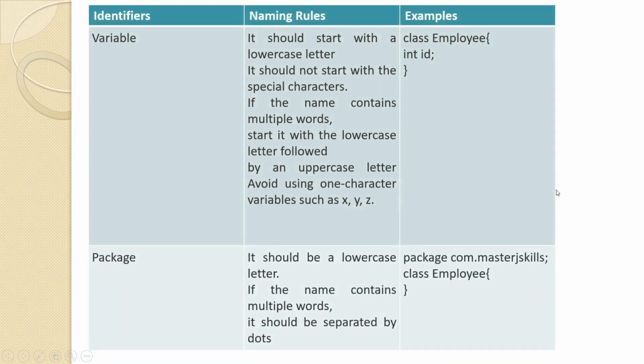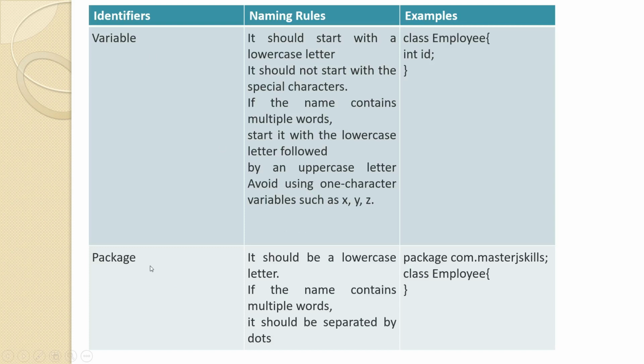Next is variable. A variable should start with a lowercase letter and it should not start with a special character. If the name contains multiple words, it should start with a lowercase letter followed by an uppercase letter. Avoid using one-character variables such as x, y, z. The variable and method naming rules are similar: it should not start with a capital letter, and if multiple words are contained, then the second word's first letter should be an uppercase letter. So this is about the naming rule of a variable.